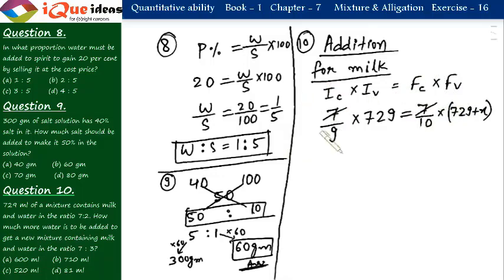Now do some calculation. So 7 cancels 7, 9 cancels 729, 81 times. Then 10 comes to this side. So 81 into 10 is 810.